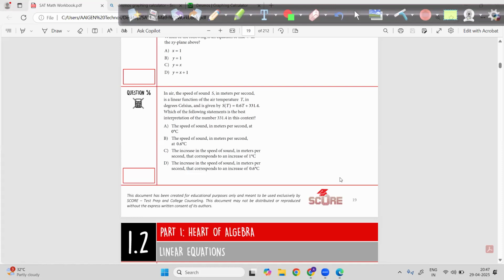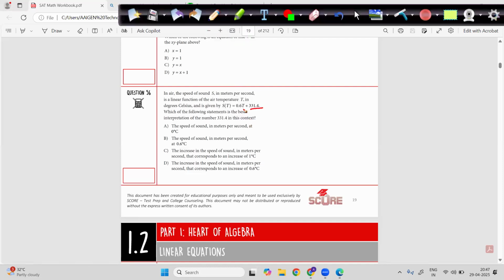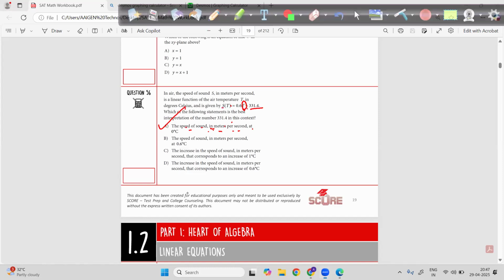Which of the following statements is the best interpretation of the number 331.4 in this context? So they're asking what is the meaning of 331.4. It is the y-intercept. Why? Because I get this when t equal to 0. T equal to 0 is my x equal to 0 here. The speed of the sound in meter per second at 0 degrees. S value when t equal to 0. So the answer should be A for Agra.